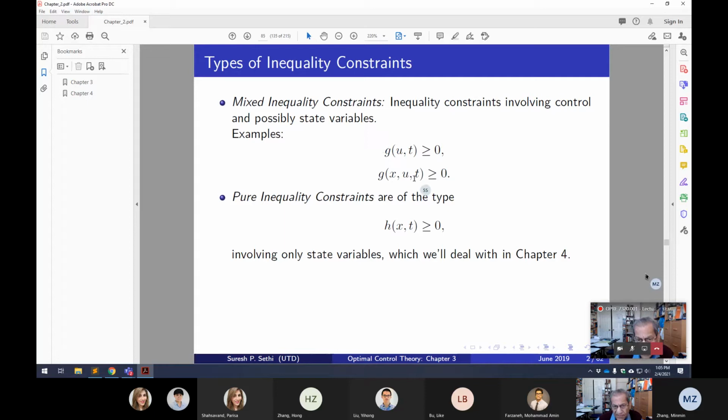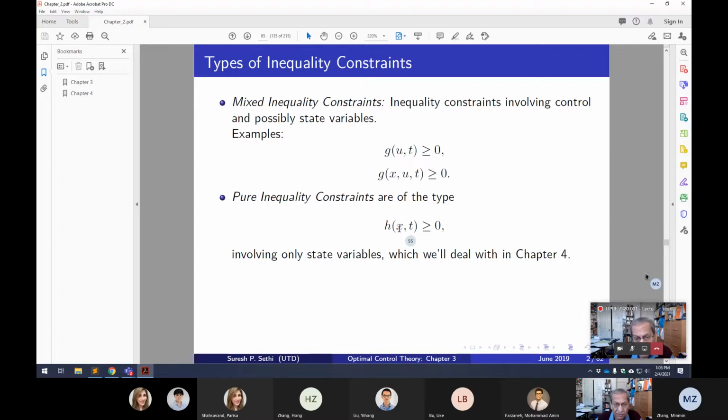The second kind of constraint is when x is also involved. When both x and u are involved, these are called mixed inequality constraints. Even though this one doesn't have x, we can leave that together with this. It doesn't make too much difference. But there's another kind of constraint where u is not there. This is the constraint only in terms of x.